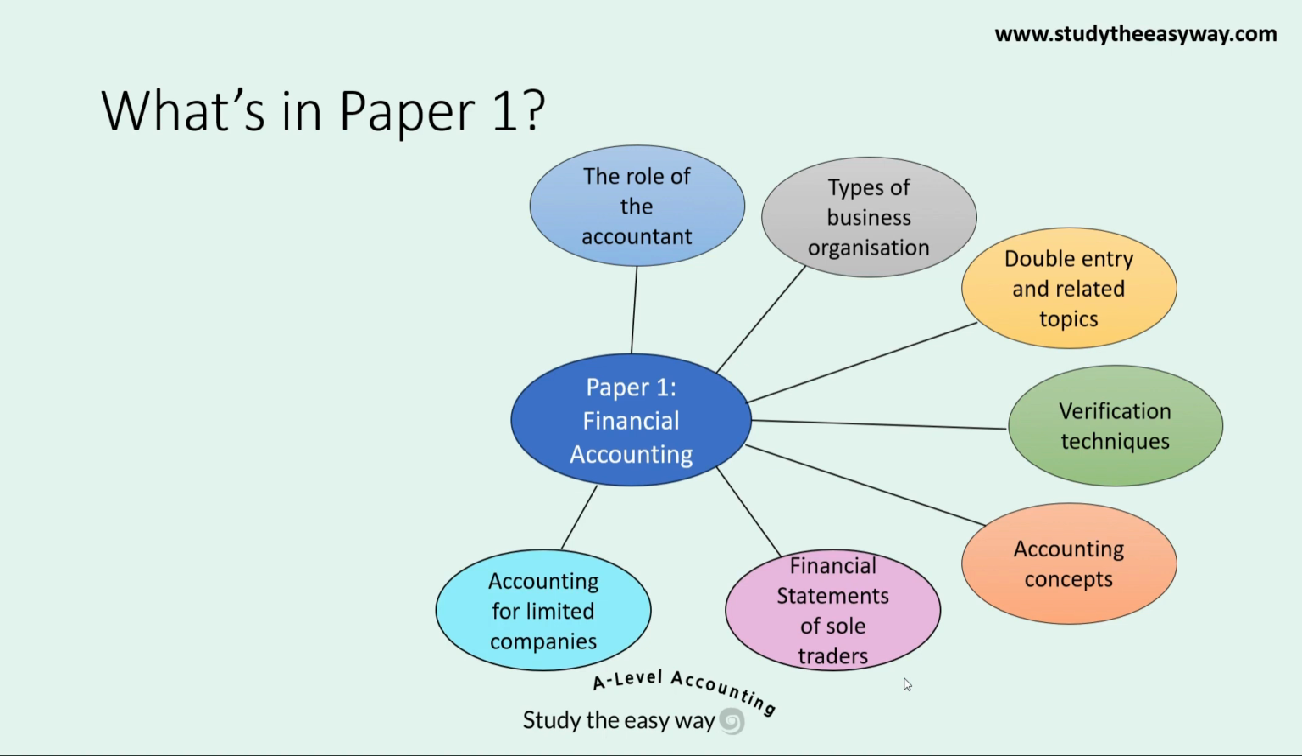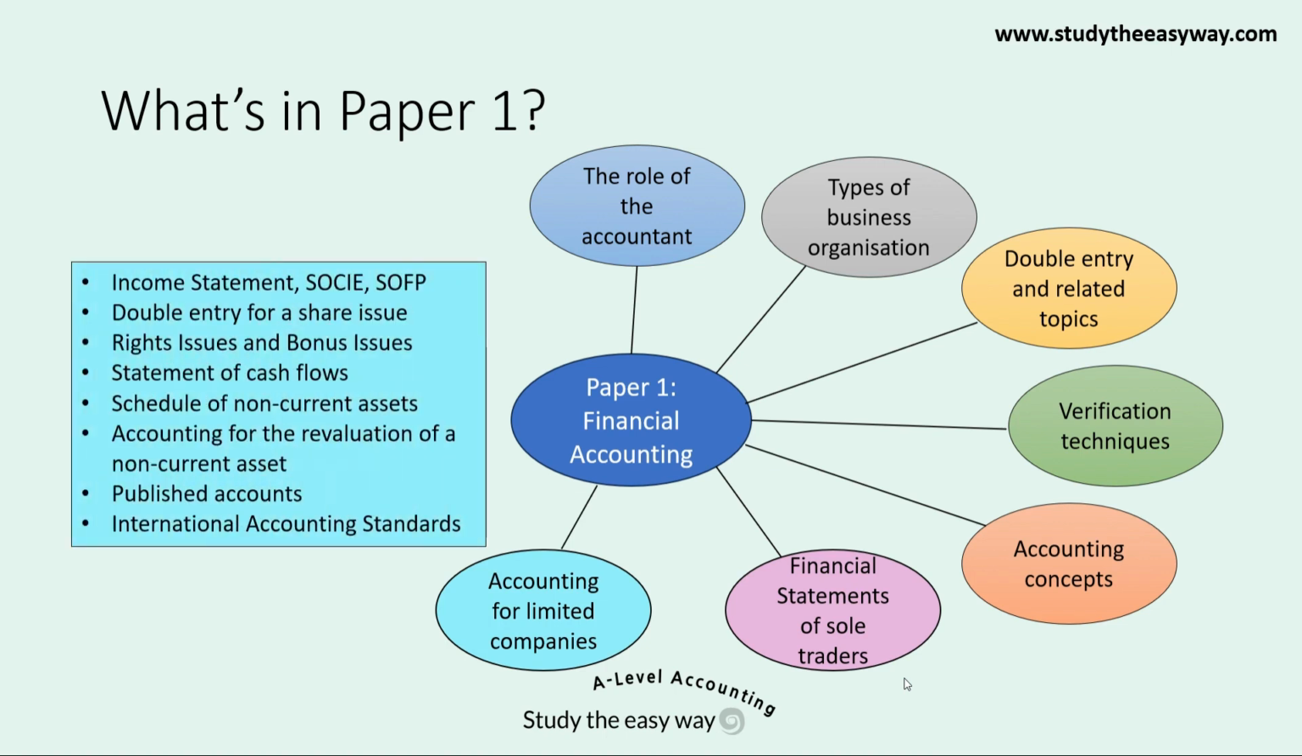Accounting for limited companies has a lot of different elements. You'll need to be able to prepare the financial statements for a limited company, being careful to be aware of the differences between these and the financial statements of a sole trader. Remember that there is now an additional financial statement, the statement of changes in equity. The double entry for share issues is in this section, as are the two types of share issues studied in A-Level Accounting, rights issues and bonus issues.